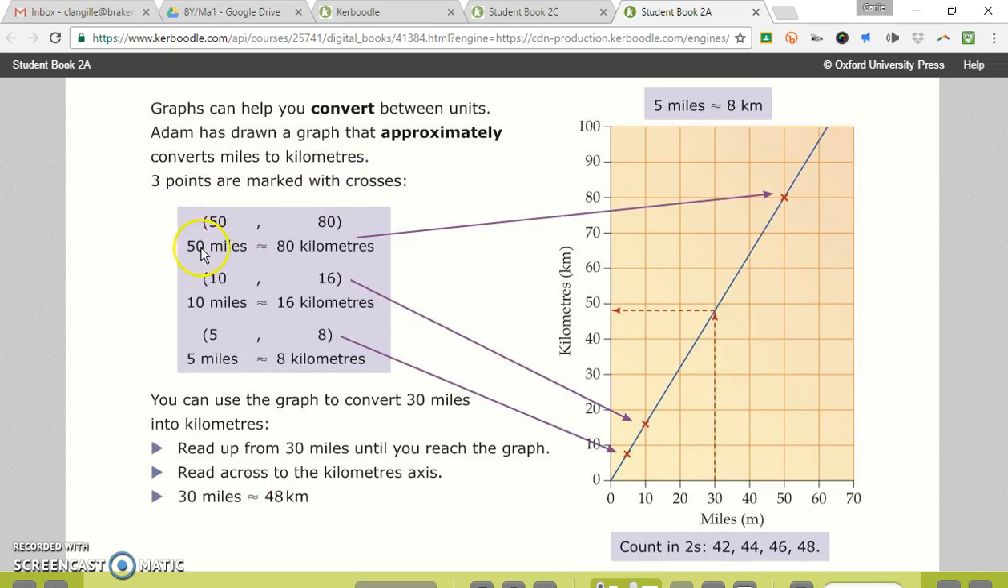Whereas if we look at 50, we can do these ones as well. We'll go over to 50, go up to our line, and that gets us right over to 80, all right? So all we have to do is make sure that we know what unit we're trying to convert from and what unit we're trying to convert to and where our line is.